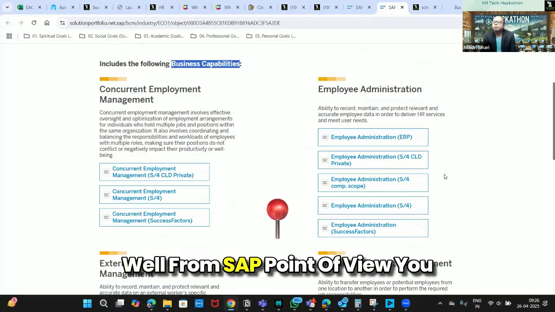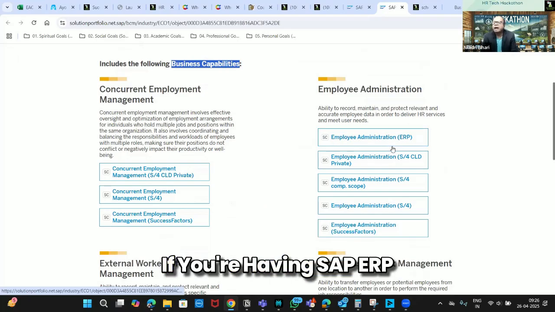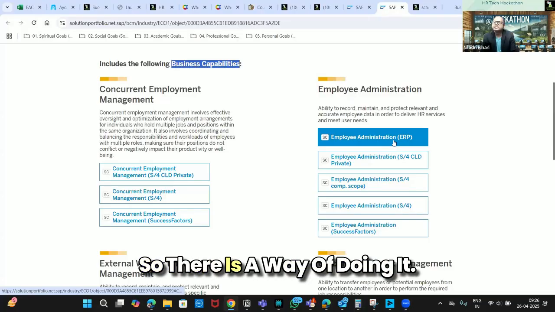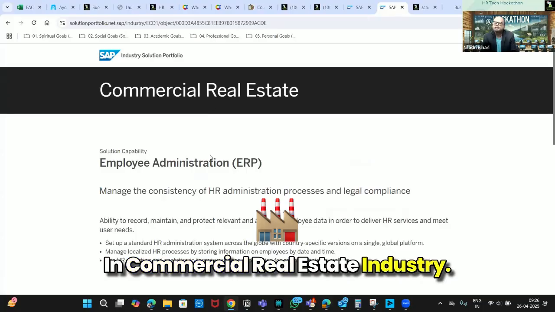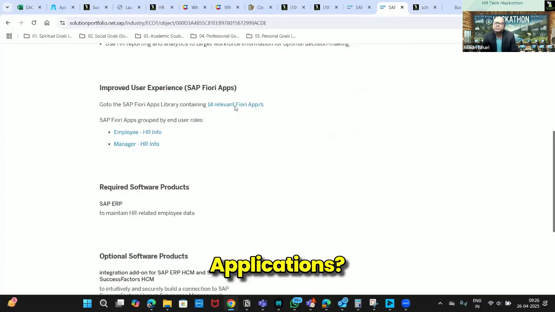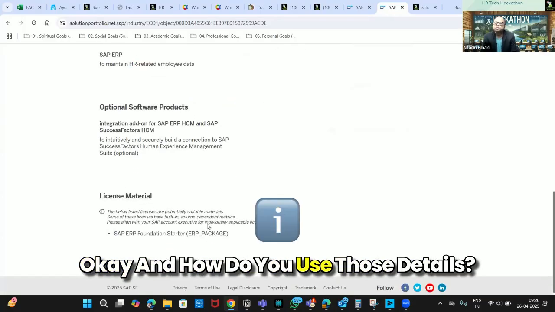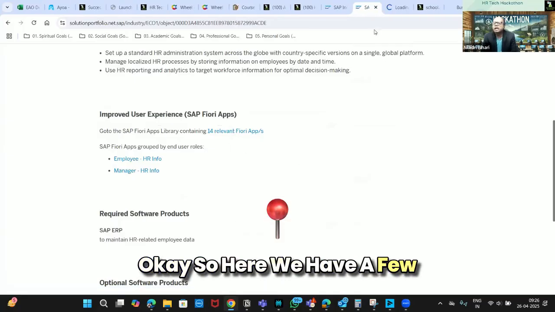From an SAP point of view, you can achieve it in multiple ways. If you have SAP ERP HCM, traditional, right? So there is a way of doing it. If you select that in the commercial real estate industry, what are the different applications? You have to use Fiori applications for that. And how do you use those, they will talk about here. So here we have Fiori applications.